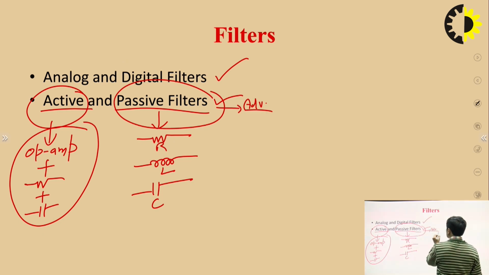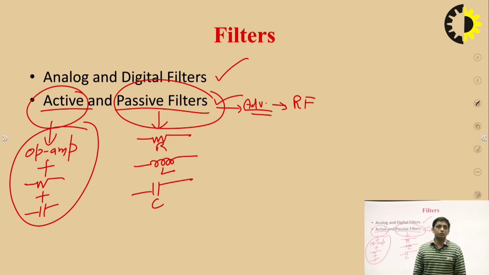One advantage of the passive filter is that it can be used for high frequency applications. High frequency means radio frequency. So we can use passive filters for radio frequency applications, but we don't use passive filters at low frequencies, that is, audio frequencies.